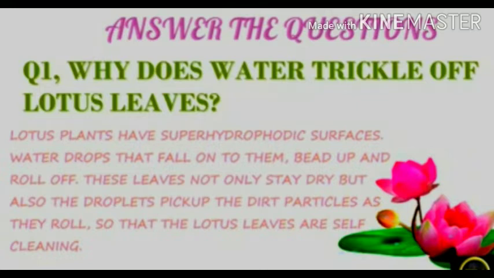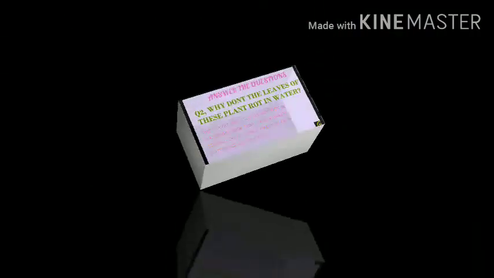Question: why does water trickle off lotus leaves? The answer is, lotus plants have superhydrophobic surfaces. Superhydrophobic surfaces means having surfaces that are very difficult to wet. Water drops that fall onto them bead up and roll off. These leaves not only stay dry, but also the droplets pick up the dirt particles as they roll, so that the lotus leaves are self-cleaning.